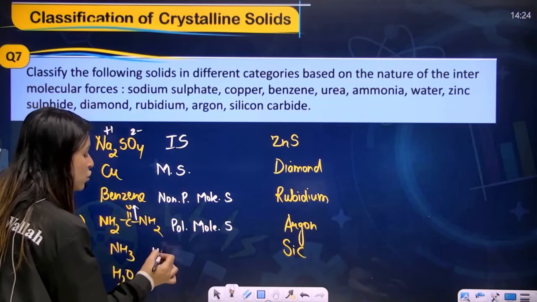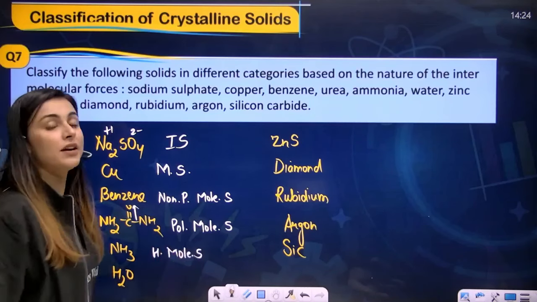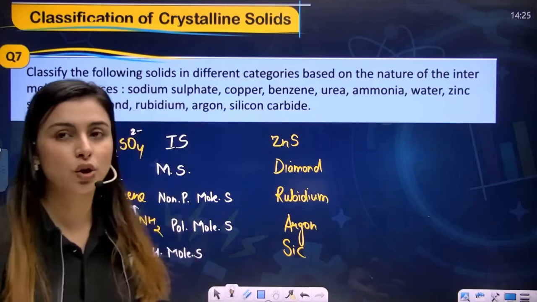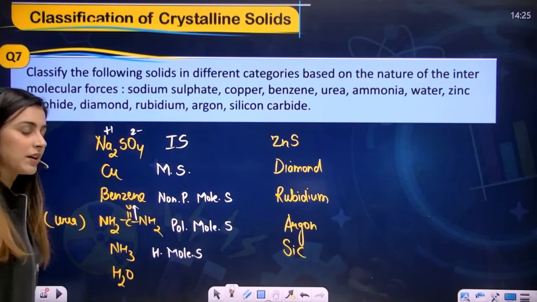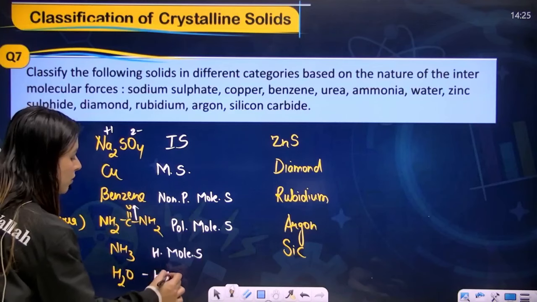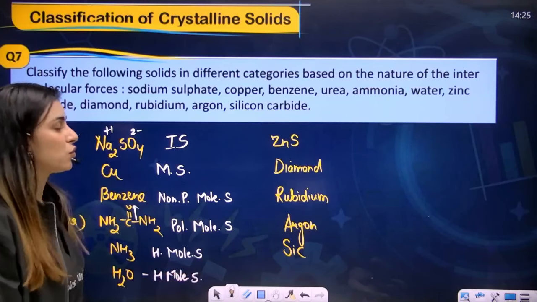So, can I say hydrogen bonded molecular solid? It is a hydrogen bonded molecular solid. Let's talk about the other, water. Again, hydrogen is bonded to electronegative oxygen. So, hydrogen bonded molecular solid. Let's talk about the others.